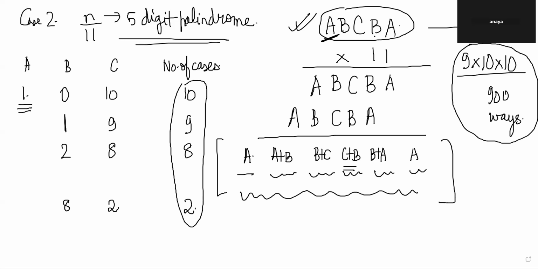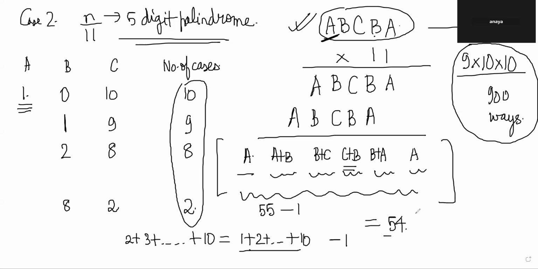So you are getting 2 plus 3 plus so on till 10. So basically that is equal to 1 plus 2 plus till 10 minus 1, right? This is going to be n into n plus 1 by 2. So 10 into 11 by 2, 55 minus 1, which is 54 cases. Now we'll change A and we'll get A to be 2.